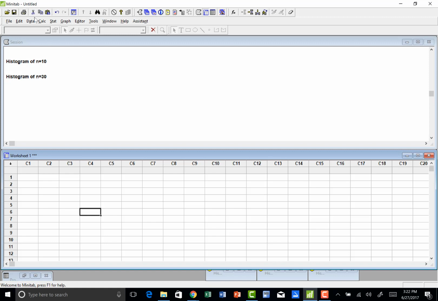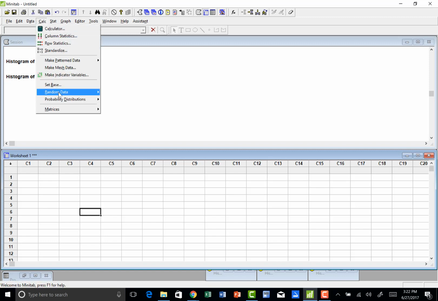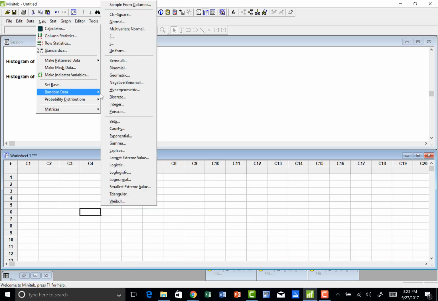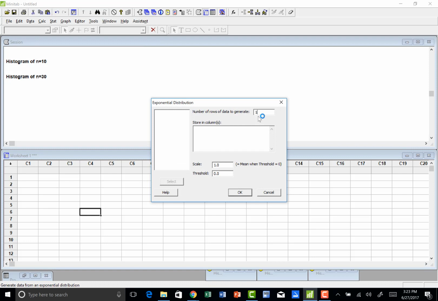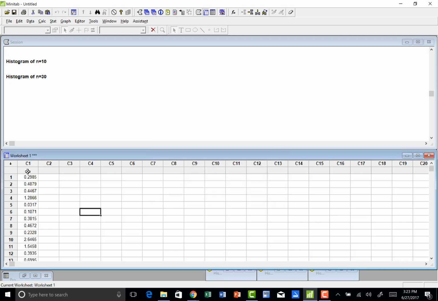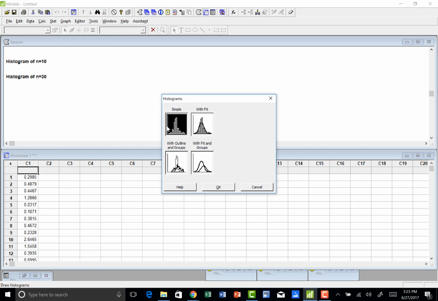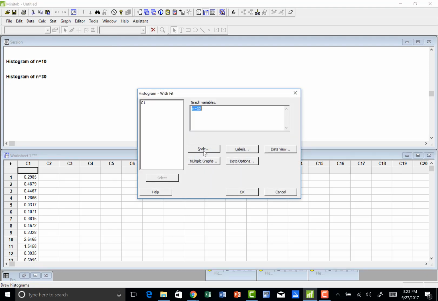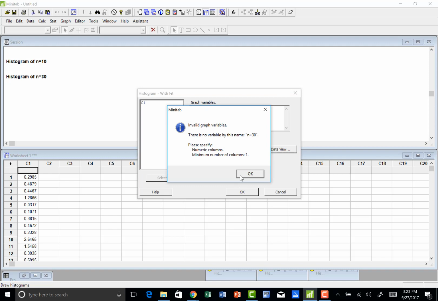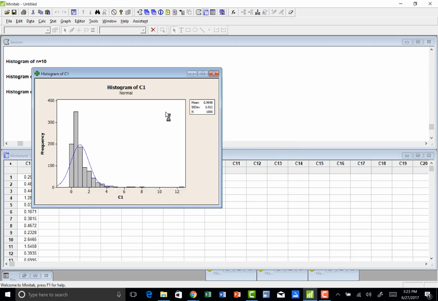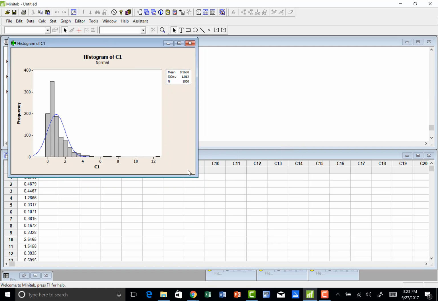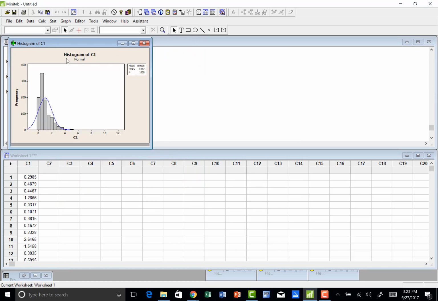We're going to start off just like before, but this time I'm going to get data from a distribution I know is right skewed. It's got a mean of 1 and a standard deviation of 1. And in here, we'll look at what it looks like with the normal overlay, just like before. And as you can see, really right skewed.